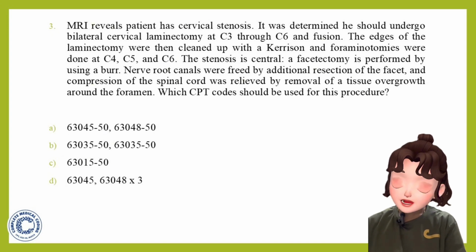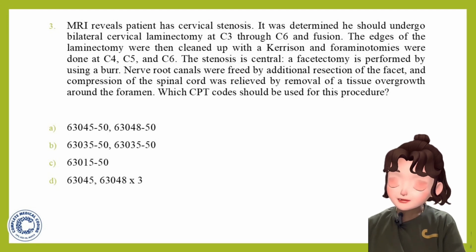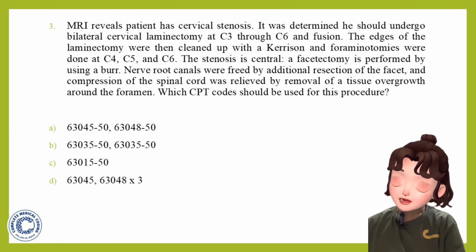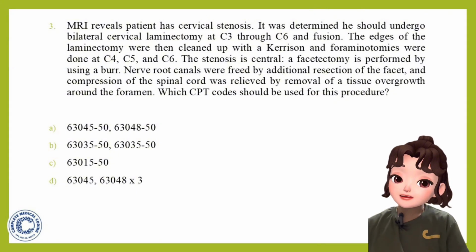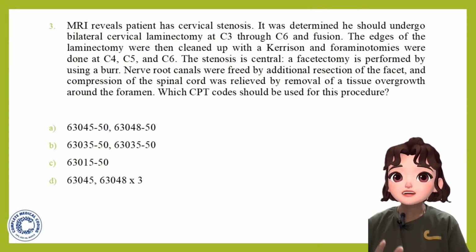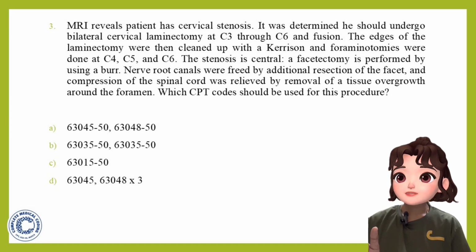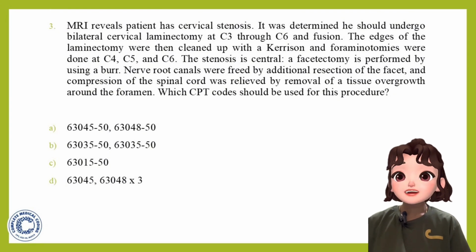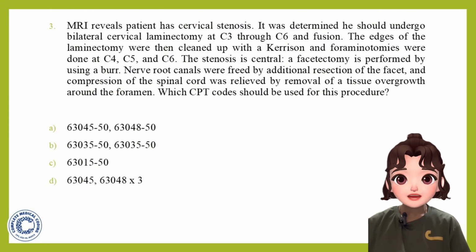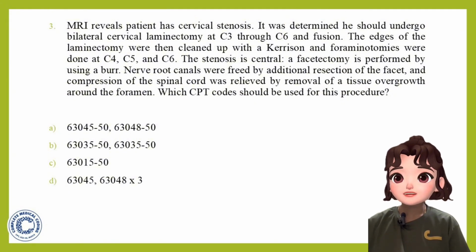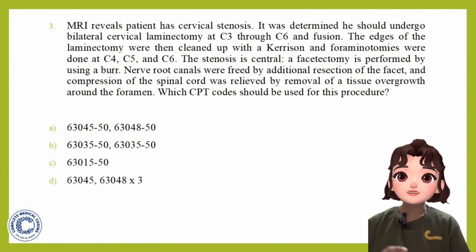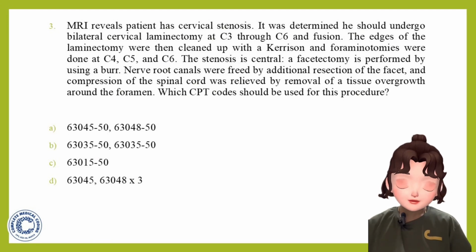63015. What is option C? 63015 is again laminectomy with exploration and decompression of spinal cord without facetectomy, foraminotomy or discectomy, more than 2 vertebral segments, cervical. Here it is mentioned without facetectomy or foraminotomy. But it's mentioned clearly in the question that the stenosis is central. Facetectomy is performed, right? Facetectomy is included. Foraminotomies were done. That is also mentioned in the question. So everything should be included, which is there only in one CPT code, 63045.